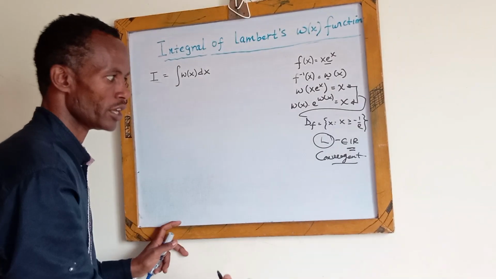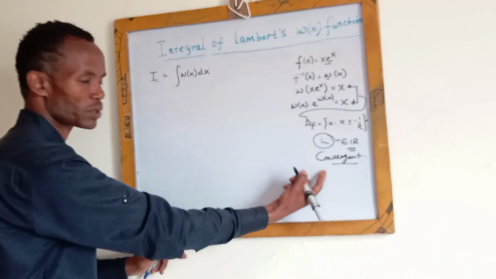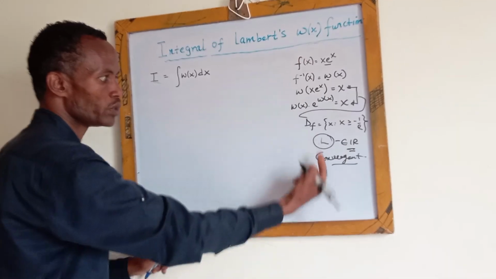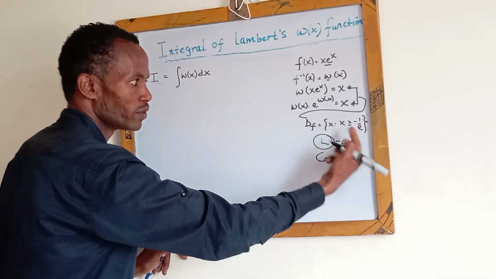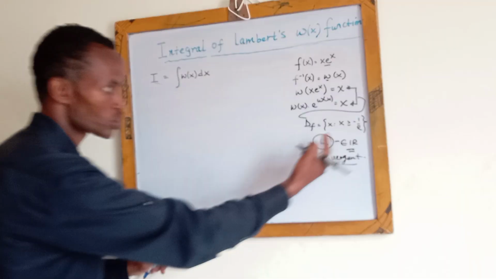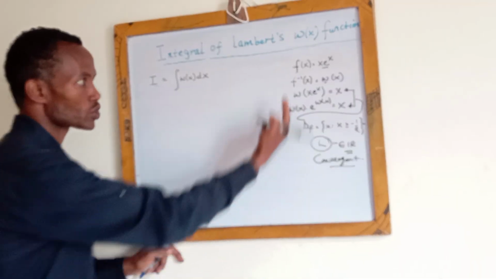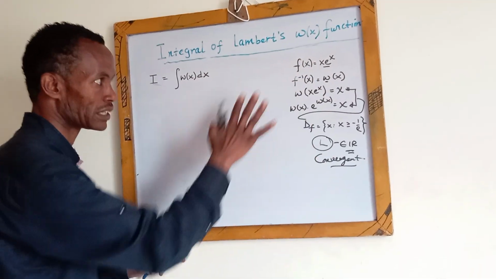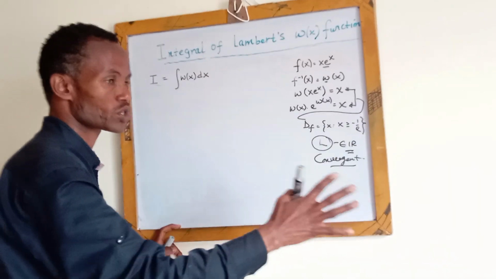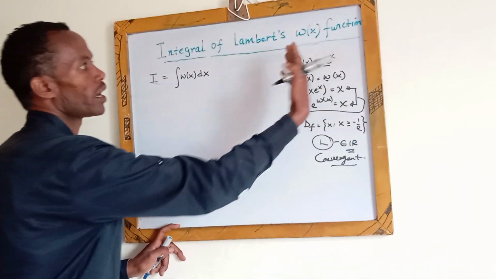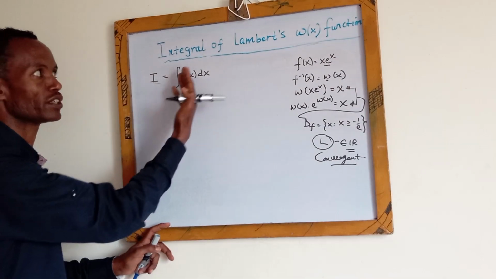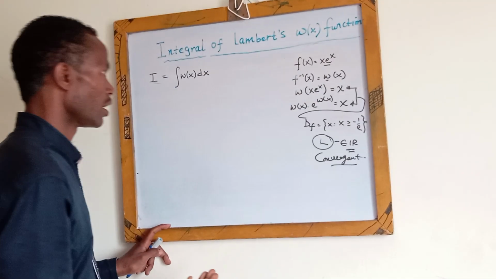Any expression in the books is expressed like this. To get this function to be convergent, you have to compare the domain, where x must be greater than or equal to minus 1 over e. When you use the Lambert W function, you should take care of the domain as well as the graph. Based on that, last time I derived the Lambert W function.